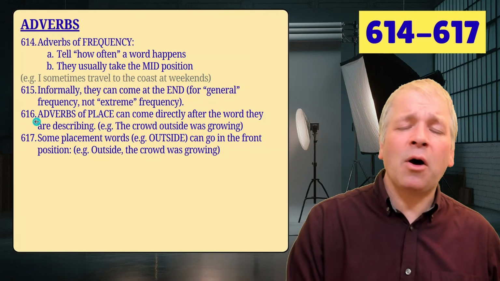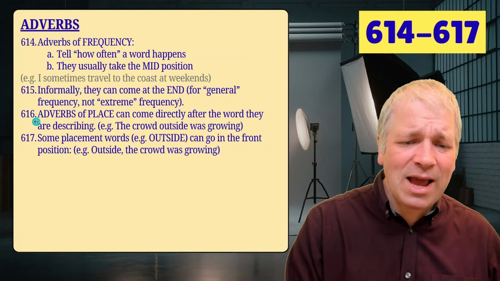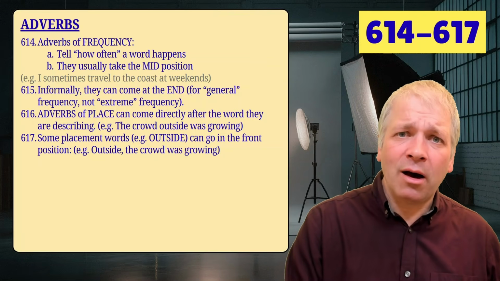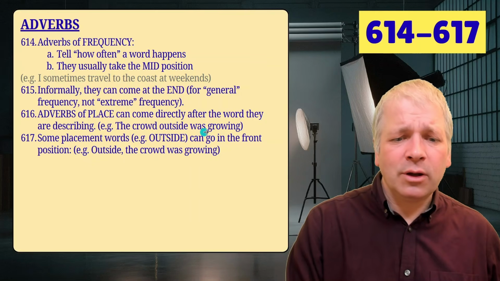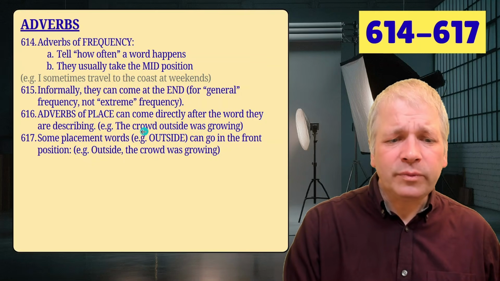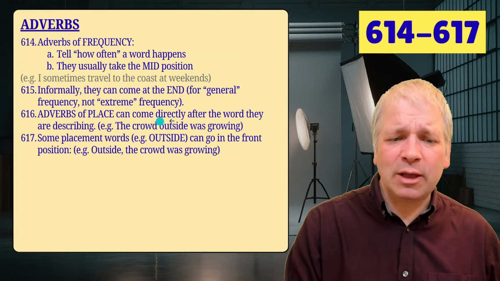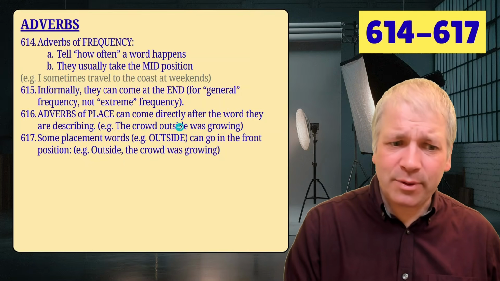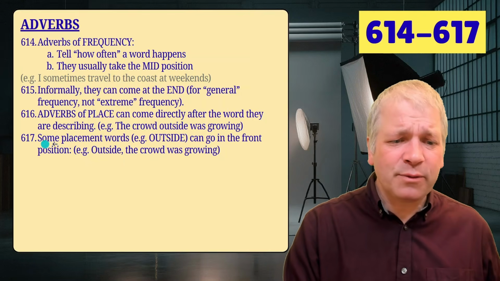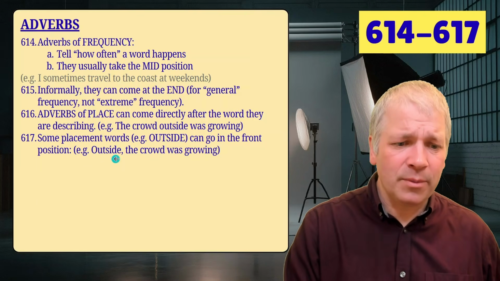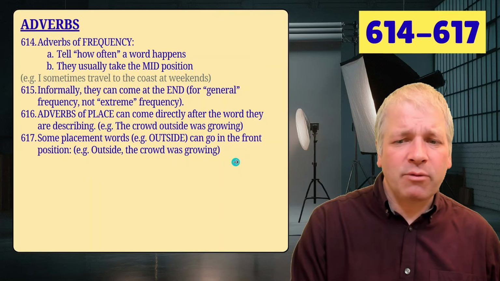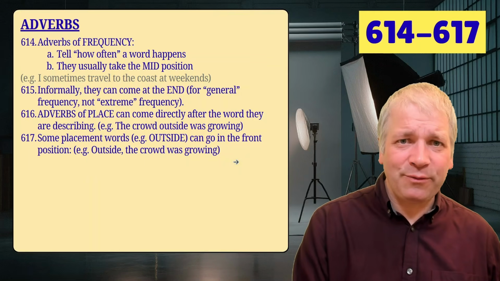Now on to adverbs of place. These can come directly after the word they are describing. For example, the crowd outside was growing. So here we have the crowd being described by outside. Some placement words, for example, outside, can go in the front position too. Not all of them, but some. So outside, the crowd was growing is also absolutely fine.